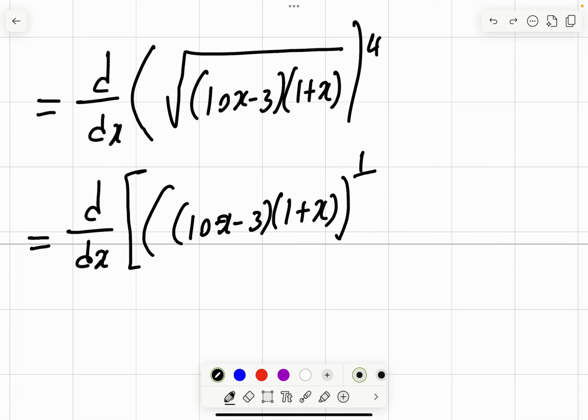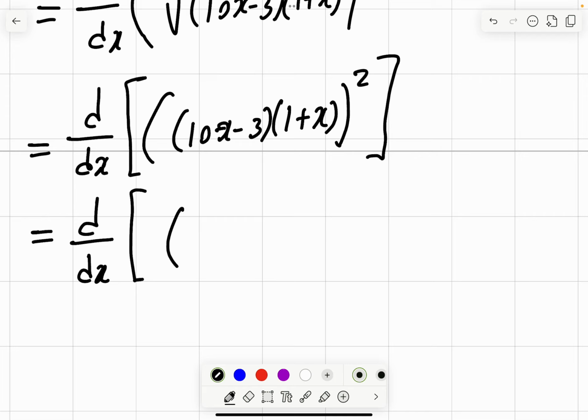So I have d over dx of 10x minus 3, 1 plus x all squared. I can now use chain rule. I drop the 2, I keep the inner function, 10x minus 3, 1 plus x, and I subtract 1 from the 2, so I remain with 1. Therefore I multiply by the derivative of whatever is inside. Multiplying those two functions, I'm going to use product rule.